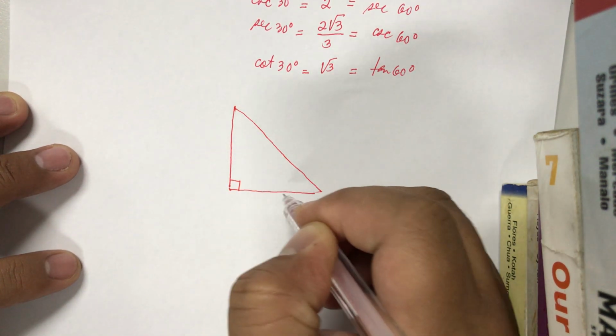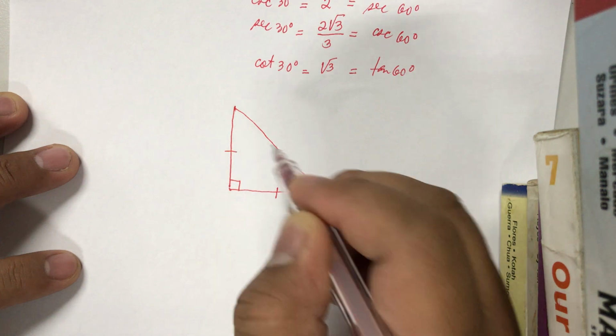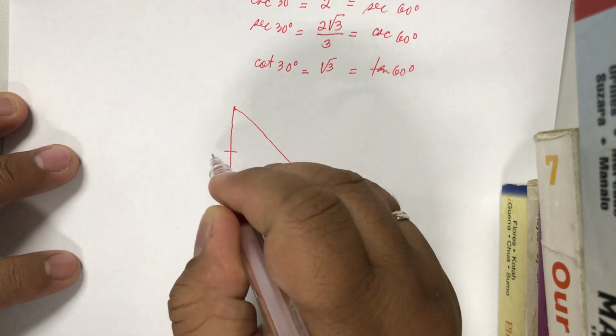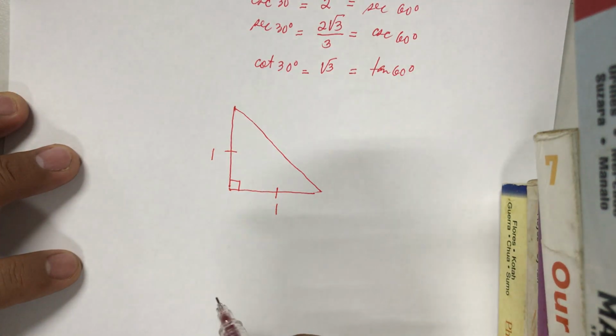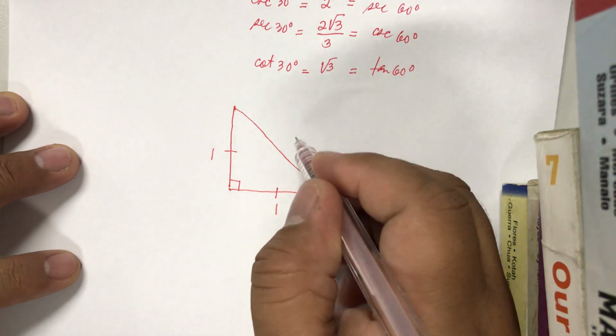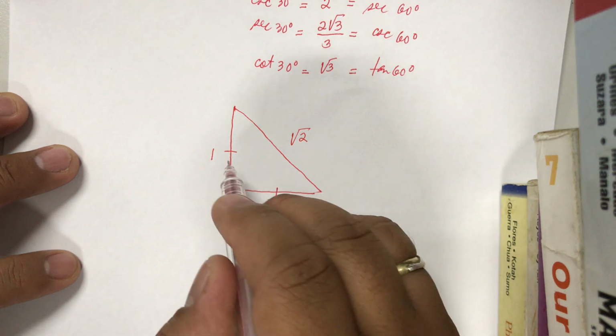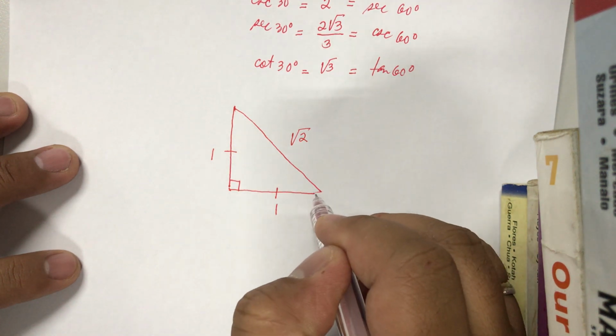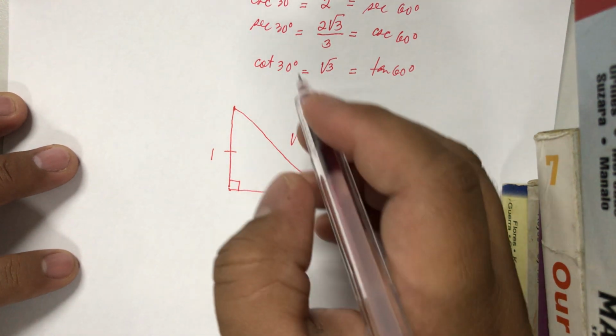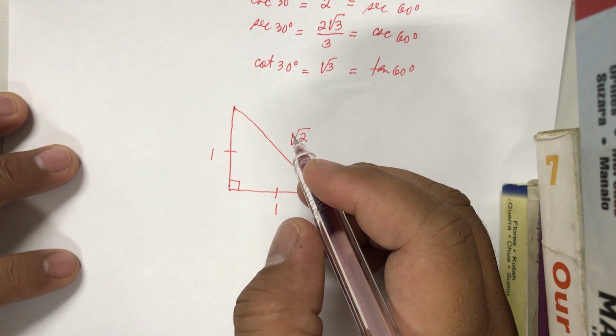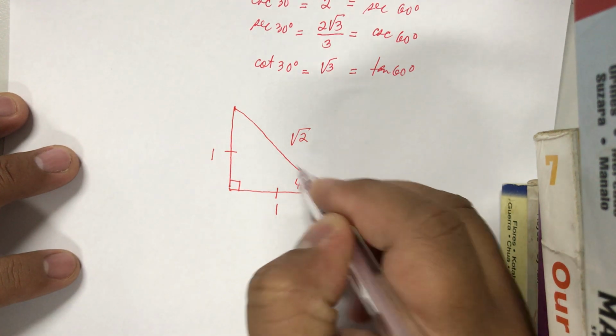So these 2 sides are congruent. If this is 1, this is 1. The third side, which is the longest side, opposite the largest angle, is square root of 2 by the Pythagorean theorem. Since the 2 sides are congruent, opposite them are the base angles, which are also congruent. So each base angle must measure 45 degrees.